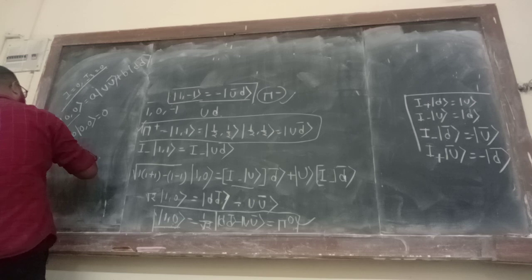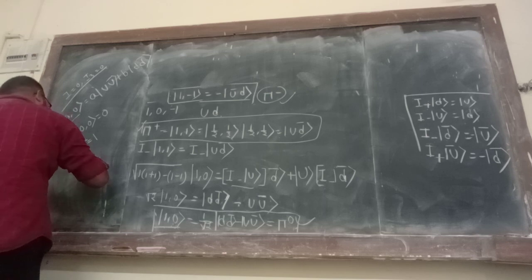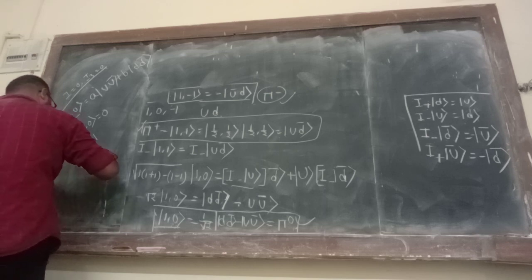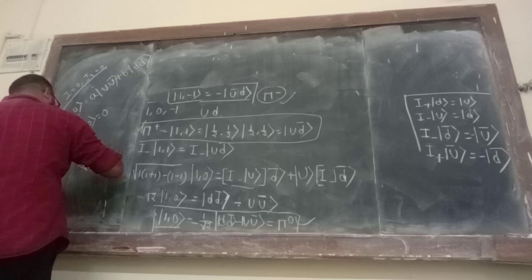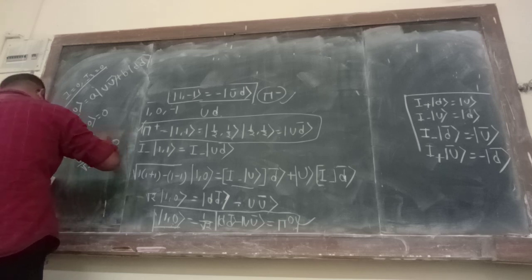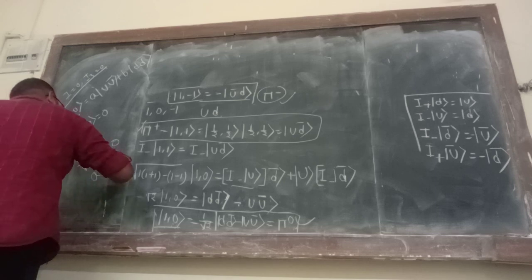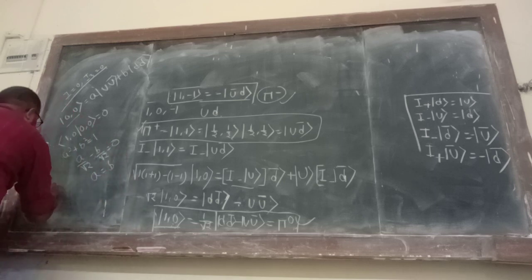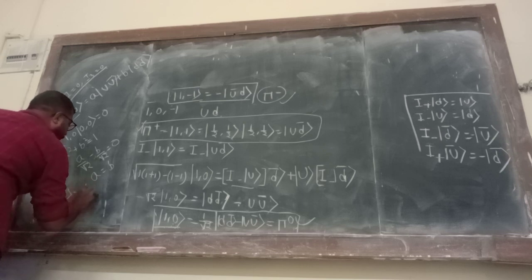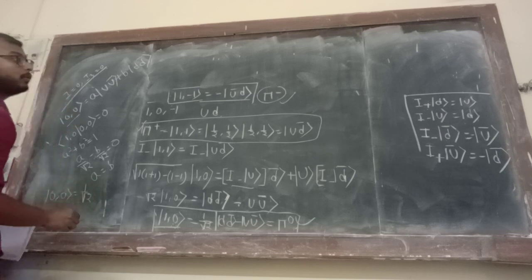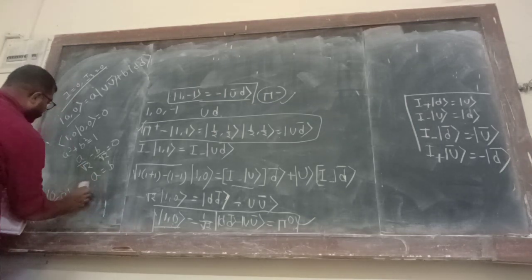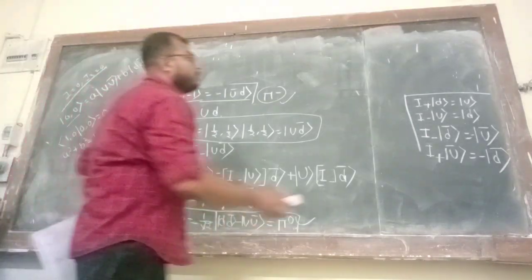So from here, a squared plus b squared is equal to 1, and a by root 2 minus b by root 2 is equal to 0. So a is equal to b. So the state 0 0 is 1 by root 2 times u d bar minus d u bar. Any question?